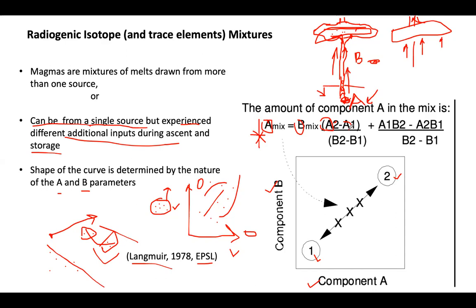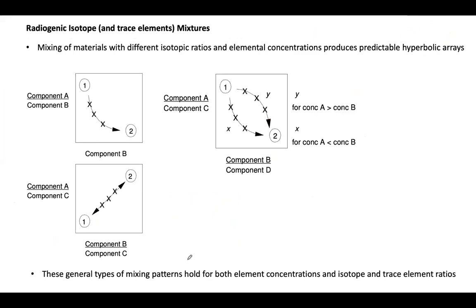But just for your understanding, I presented this equation. But basically, what you have to know is these concepts. These normal concepts you have to understand. Right. So in most cases, you can see different types of mixing curves. Usually it's a hyperbolic array.